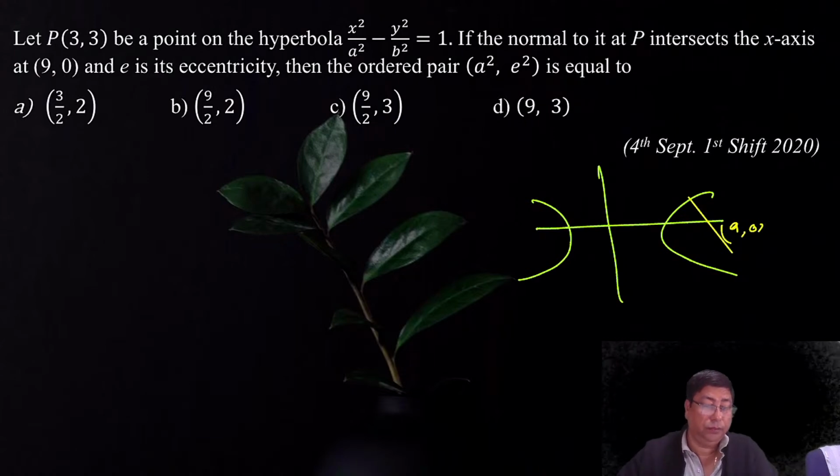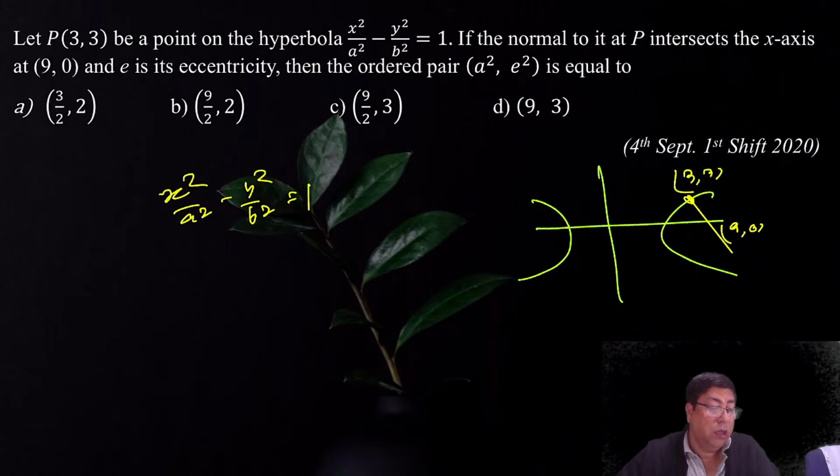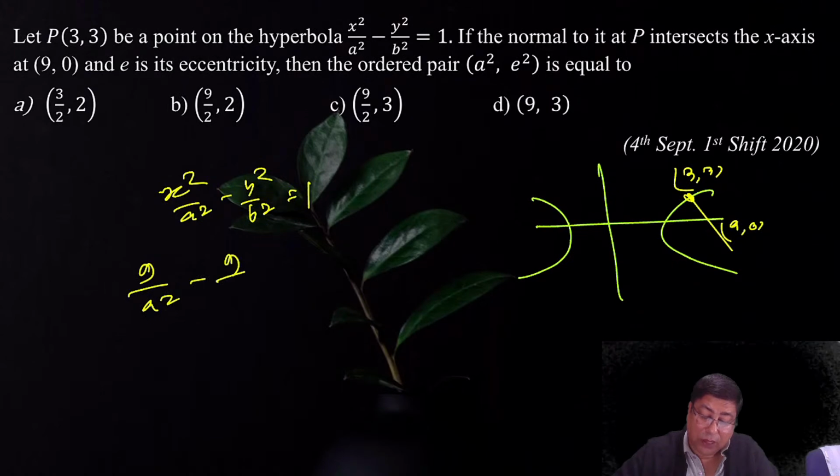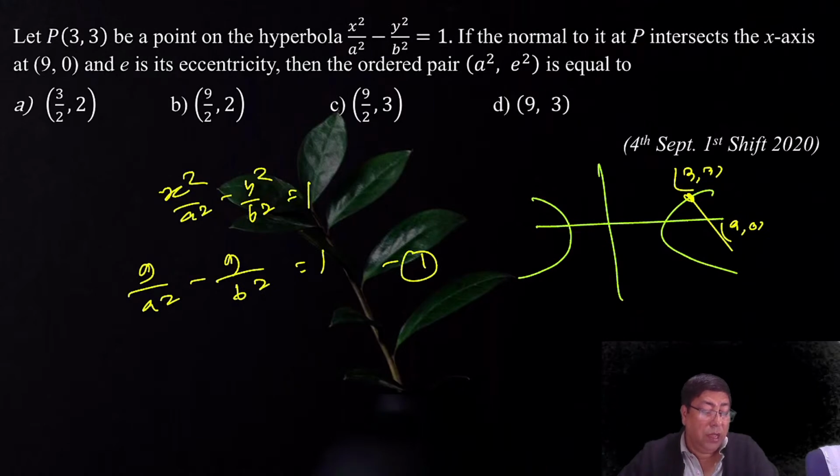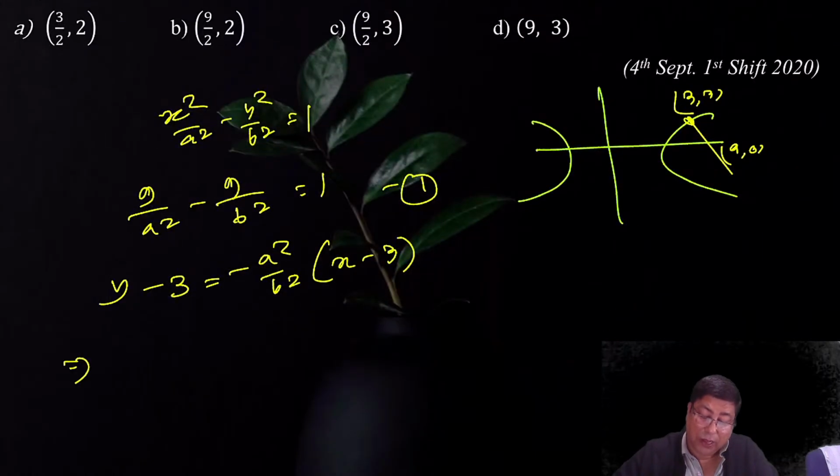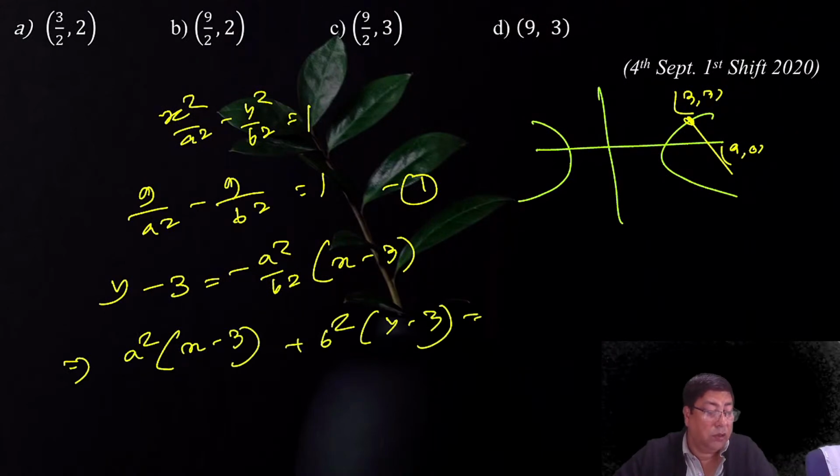What to be done here? The equation of the hyperbola is x square by a square minus y square by b square equal to 1. P lies on it. P is (3, 3). So it is satisfying 9 by a square minus 9 by b square equal to 1. Therefore, the equation of the normal is y minus y1 equal to minus dx by dy, minus a square by b square into x minus x1. Therefore, we can write this as a square into (x minus 3) plus b square into (y minus 3) equal to 0.